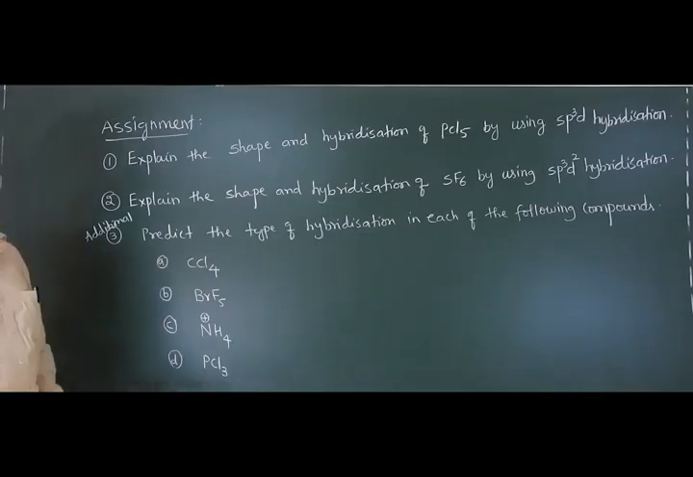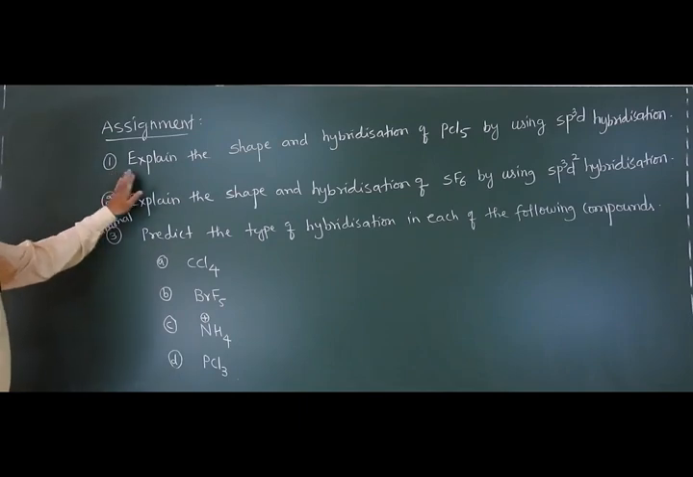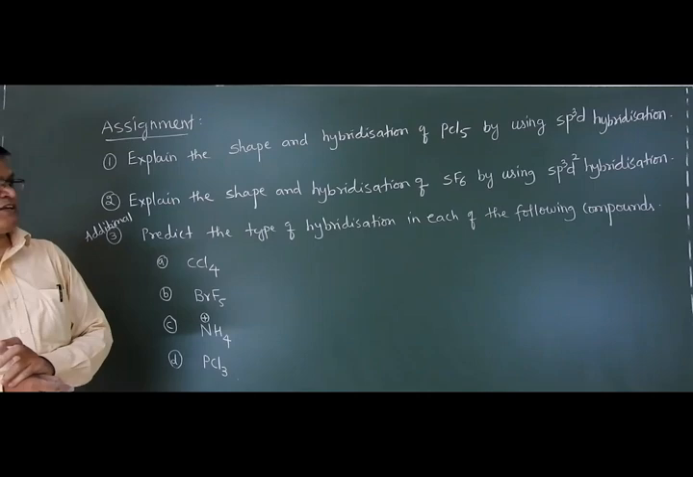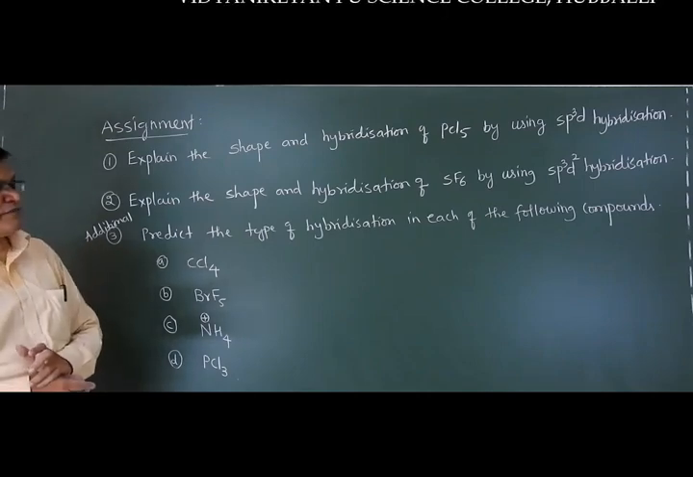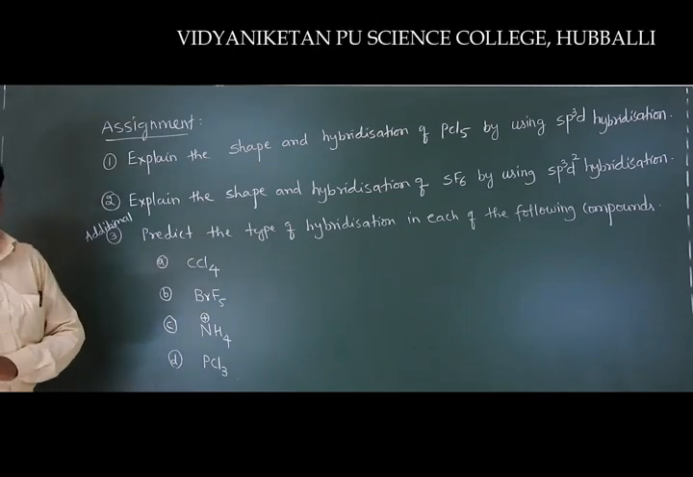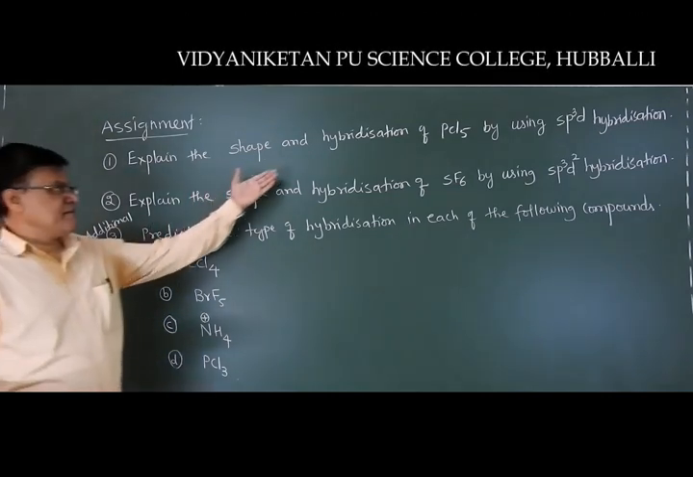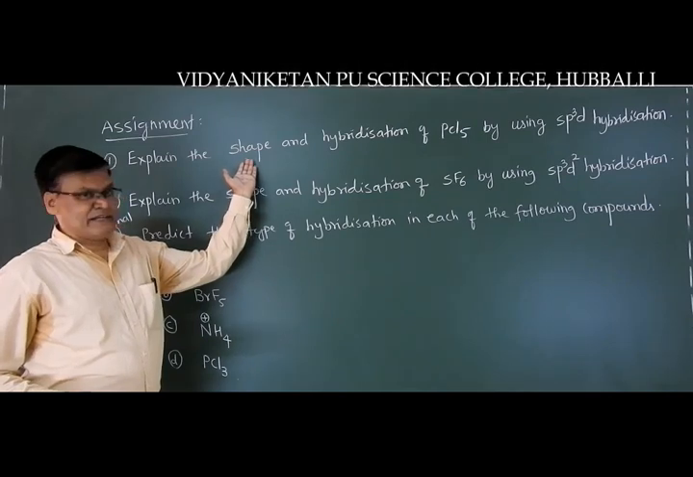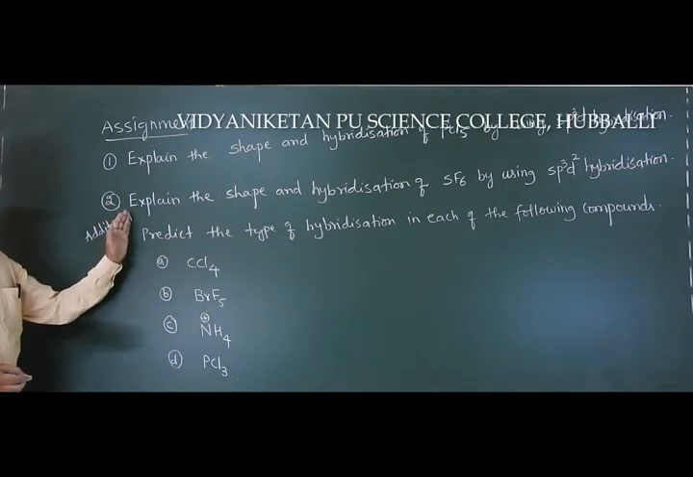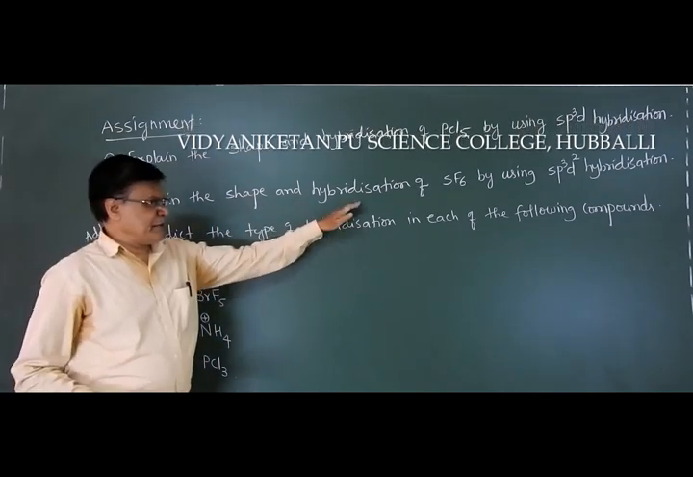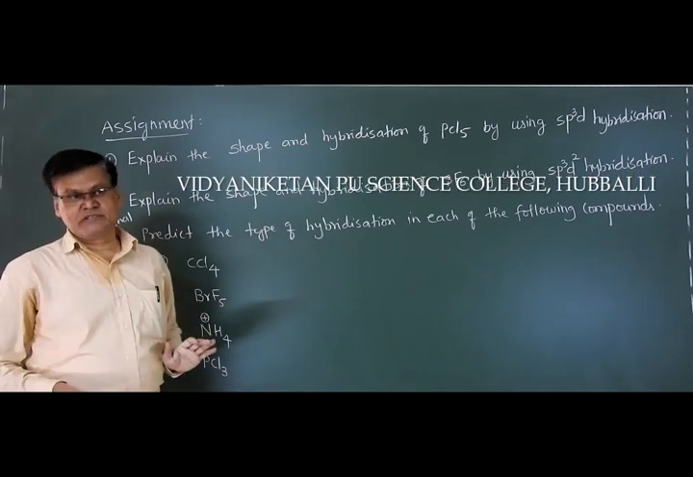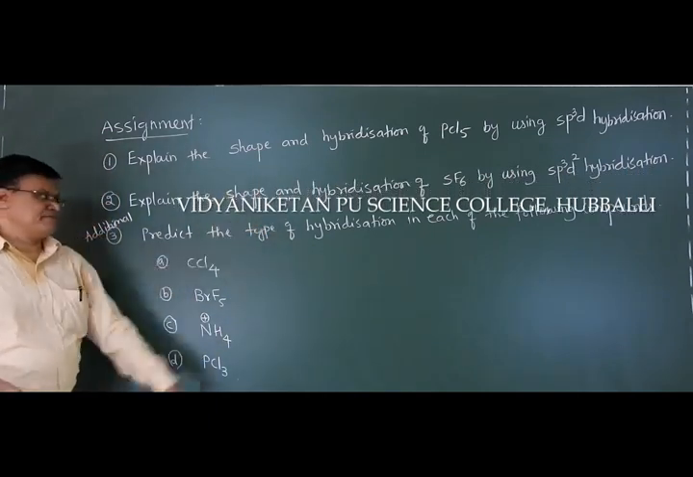Now students, write down today's assignment. First question: Explain the shape and hybridization of PCl5 by using sp3d hybridization. Clearly we have to write first the electronic configuration, then the diagram, then the explanation related to the diagram, and finally write what type of hybridization is involved and what is the shape of the molecule. Second question: Explain the shape and hybridization of SF6 by using sp3d2 hybridization. This we also have to explain similarly.